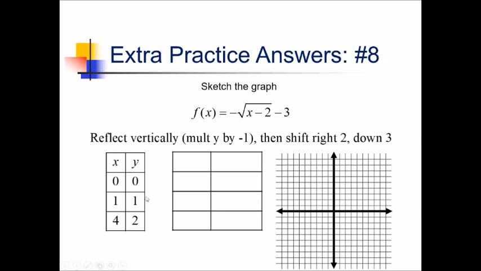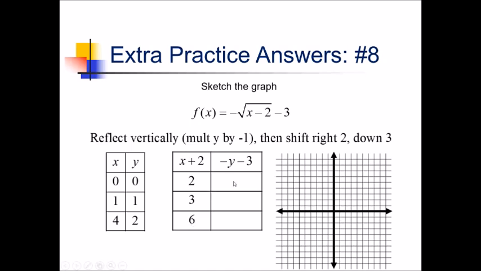Changing my x and y values accordingly, the x values, since I'm going right 2, those are going to be added with 2, x plus 2 there. For the y values, we're negating the y value and then subtracting 3 since we're going down 3. So -y minus 3 captures all that. So for the x's, let me add 2 to all those. 0 plus 2 is 2, 1 plus 2 is 3, 4 plus 2 is 6.